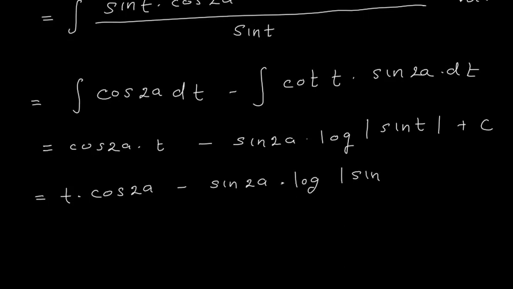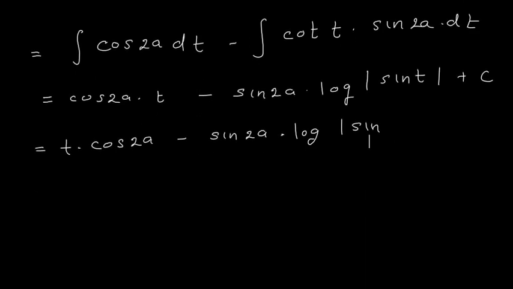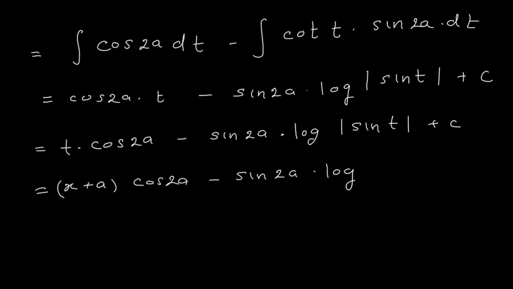In place of t I can replace x, t is x plus a. Okay, so first let us write sin t only. So this is x plus a into cos 2a minus sin 2a into log of sin of x plus a. We put this in mod and plus c. Simple. Okay, the question is tricky, but it took less time to solve than the previous question.